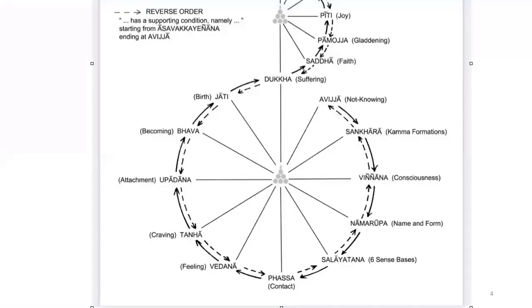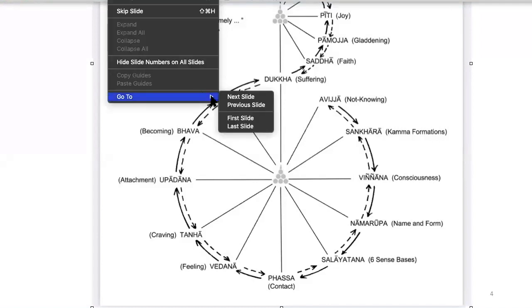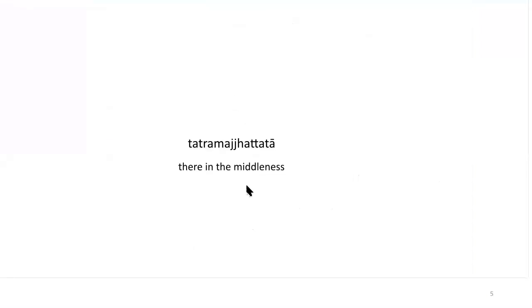I'll just share a screen here. Okay, there's a word that's used for that, tatramajjhattata. It means there in the middleness. You can see majjha there in the middle of the word. Very, very useful. It's a synonym of upeka, but it's holding the middle, being there in the middleness is really what upeka is all about.